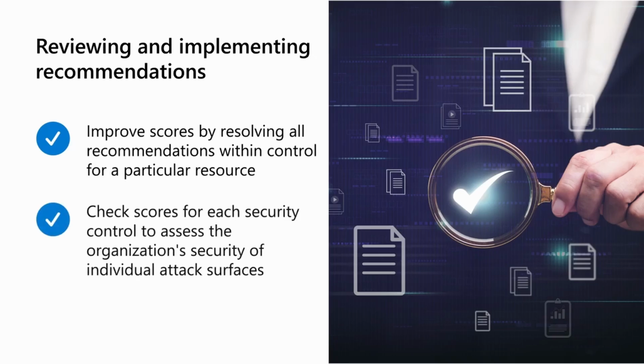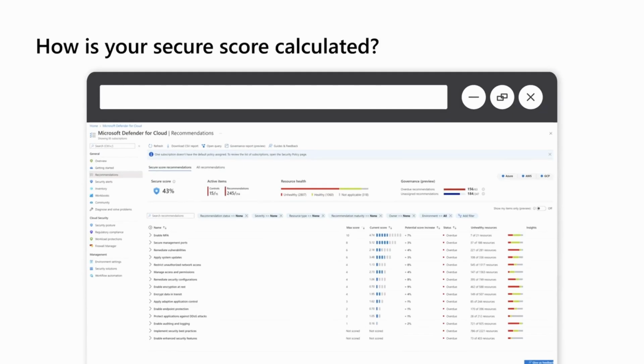Review the scores associated with each security control for a detailed view of how well your organization secures each attack surface. To maximize your security control points, ensure that all your resources adhere to the security recommendations within each control. For instance, Defender for Cloud offers multiple recommendations for securing management ports. Remediating all of them is crucial to impact your secure score significantly.